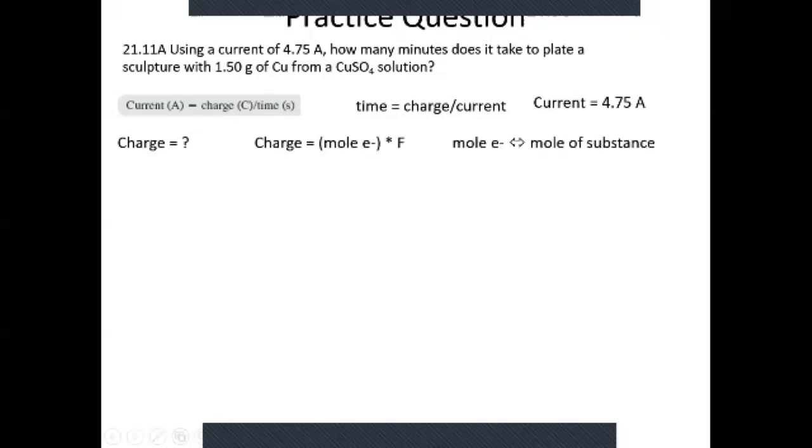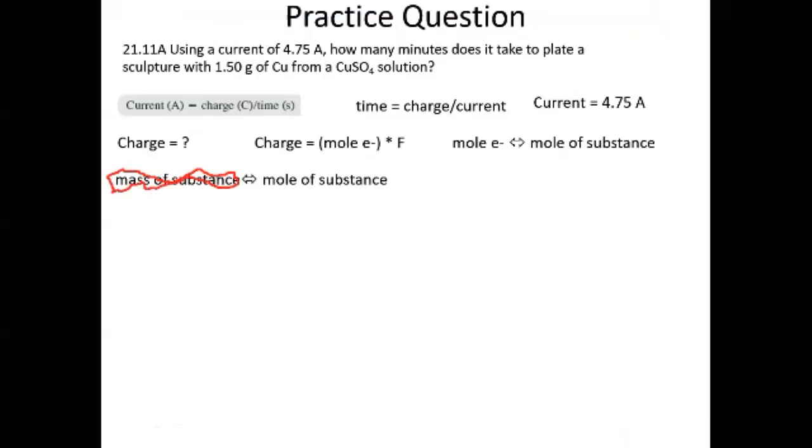So we need to find the charge. How do we find the charge? Well, charge is equal to the moles of electrons times the Faraday constant. We can find the moles of electrons from the moles of substance using the half reaction. And once we know the moles of substance, we can find the mass of substance. So if we know the mass of substance, then we can find the moles of substance, then the moles of electrons, and then the charge. And we know the mass of substance is given to us, 1.5 grams.